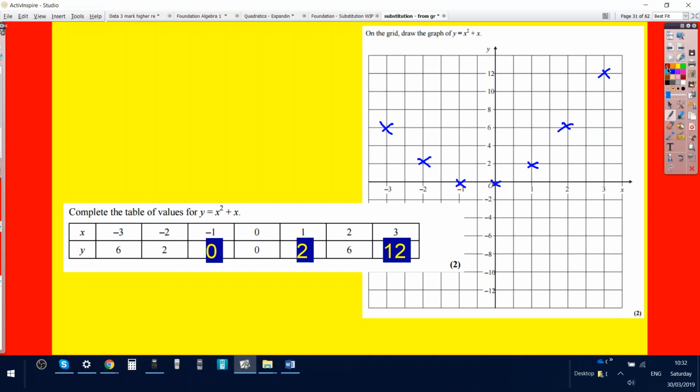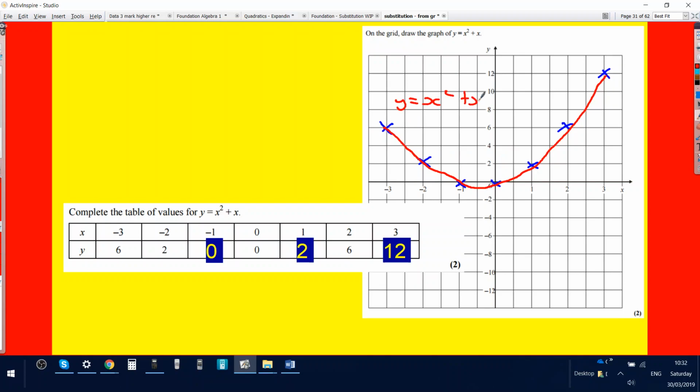Okay, so we do our x's. What type of line do we join up with? I don't know what it's called, but I'm not sure. Like a curve? Yeah, a curve. Yeah. So you do a curve, and it's something like that. Yeah. Okay, so that is y is equal to x squared plus x.